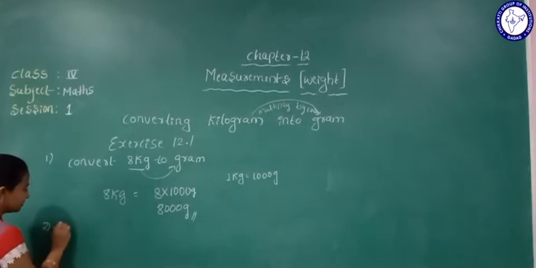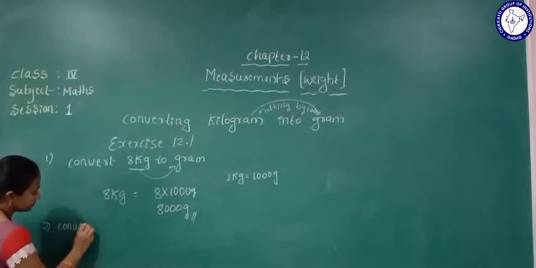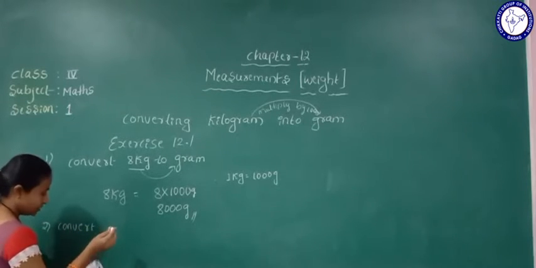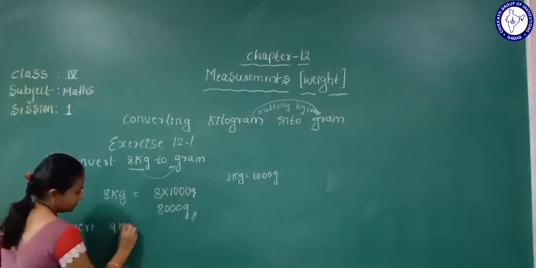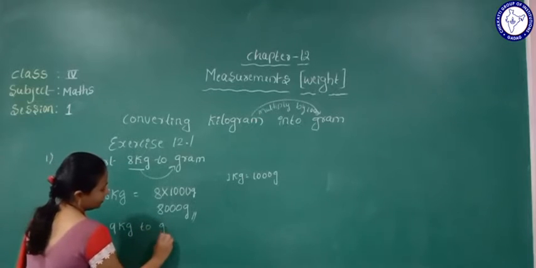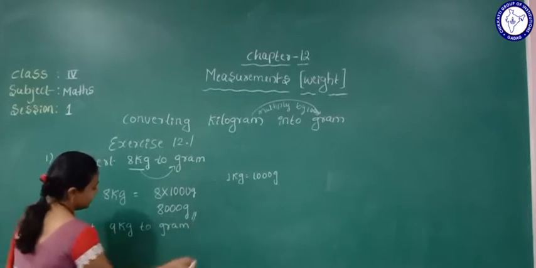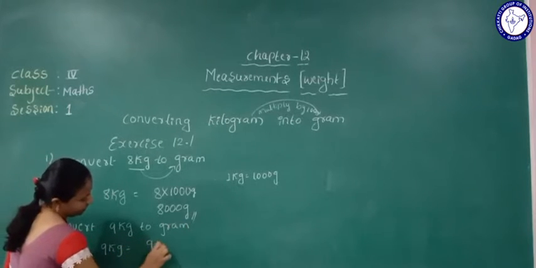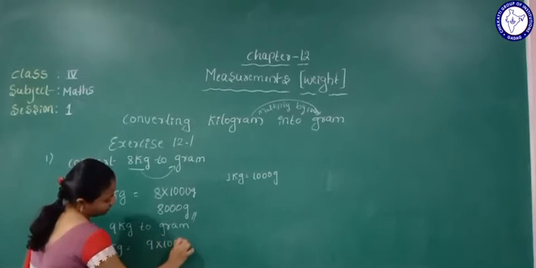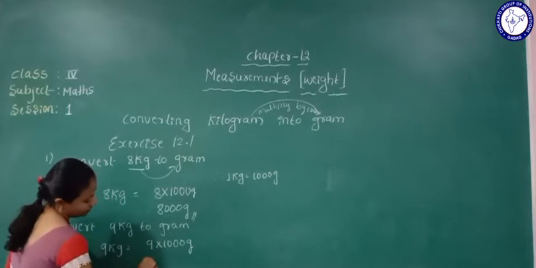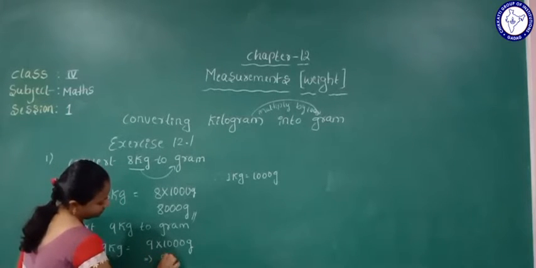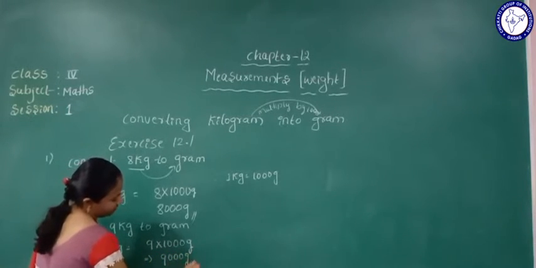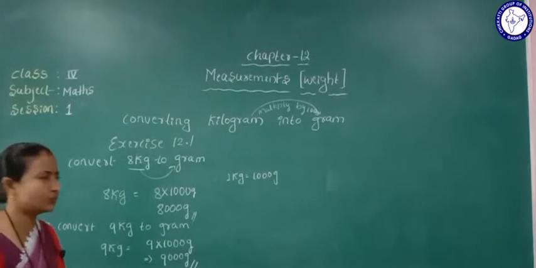Second one, convert 9 kg to gram. So 9 kg is equal to 9 into 1000 gram, so equal to 9000 gram. Understood this one? How to do it?